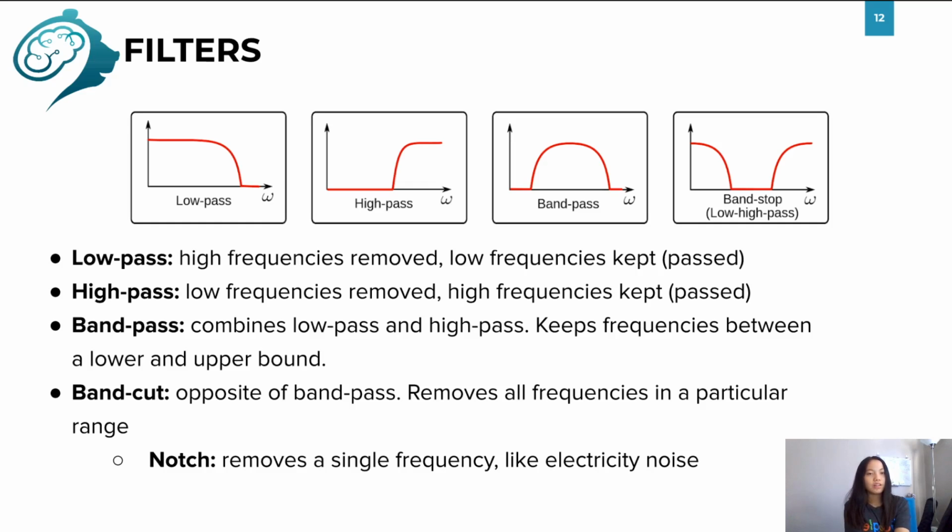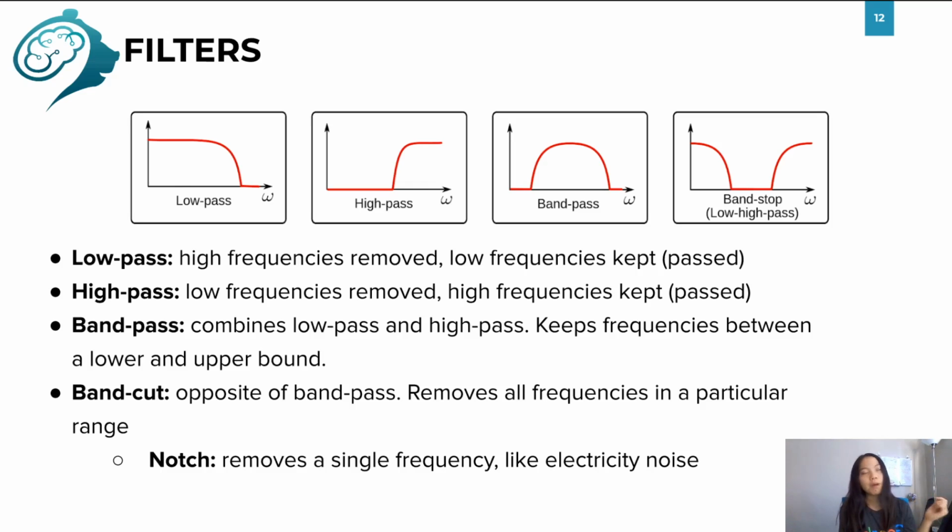And so in low-pass filtering, the low frequencies below a certain value are kept, while high frequencies are removed. This is also known as a high-cut filter. And next is high-pass filtering, which is also known as low-cut filtering. It only keeps high frequencies, and those below a certain value are removed. And in bandpass filtering, we basically combine low pass and high pass, and we keep only frequencies between a lower and upper bound. The opposite of this is the band cut filter, which removes frequencies in a particular range.